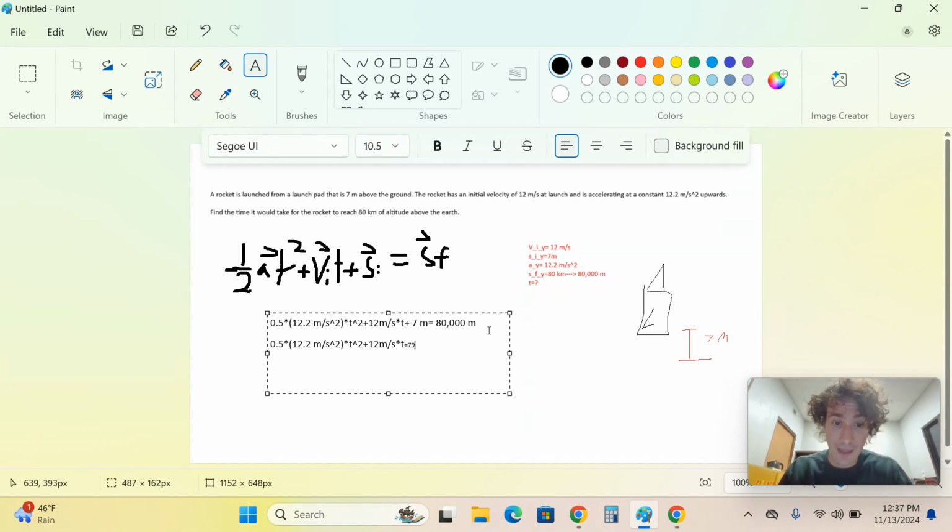Now I have that 79,000. Oh my God, what happened? 79,993, I believe, if my math is right. Okay, meters. Hey, can you subtract meters from meters? Absolutely, you can. Make sure the units check out. If it was kilometers and meters, then you couldn't.